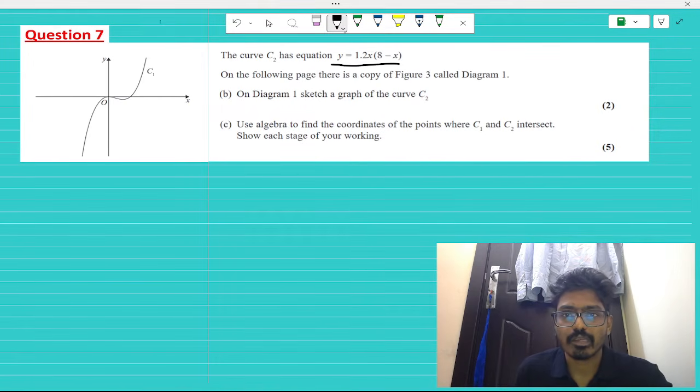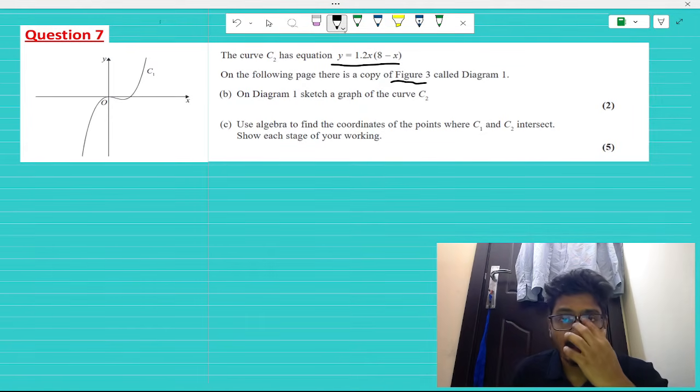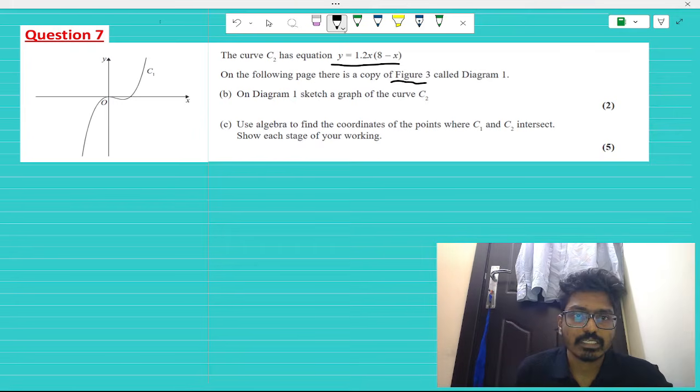So they are talking about this Figure 3, same figure. On the diagram we need to sketch a graph of the curve C2. So here there is a curve C1, so we need to obtain an equation for C2 and then we need to plot the curve. So let's do that.